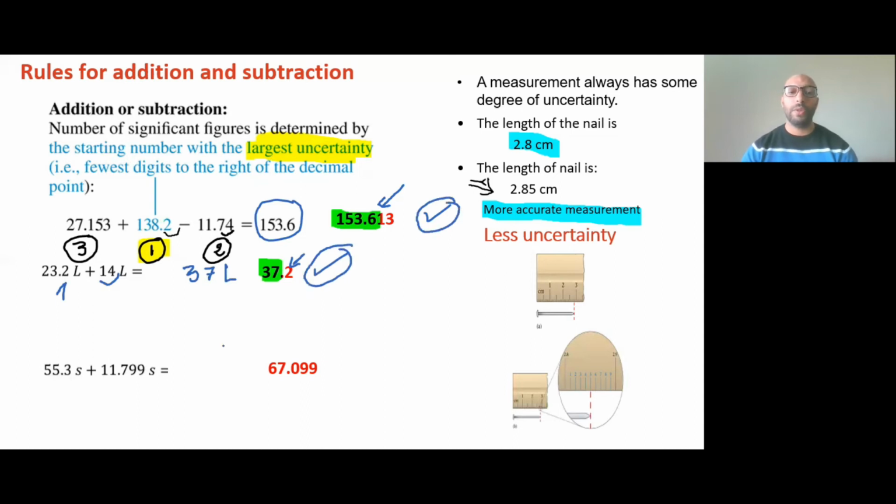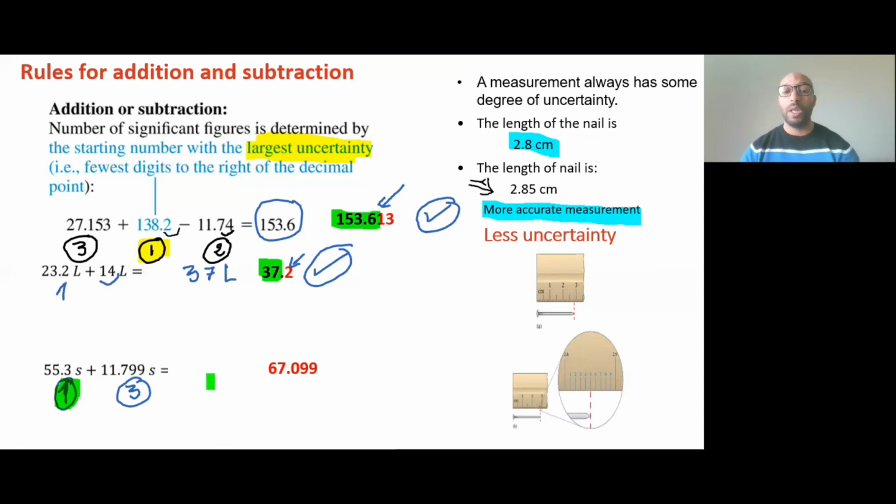The third example said 55.3 seconds plus 11.799 seconds. The unit, it's okay for both. So let's move. Here, how many digits to the right of the decimal point? Here we have just one digit. How many digits here to the right of the decimal point? We have 3 digits. So which one we will choose? Of course, with the highest uncertainty. That means 1 point to the right of the decimal point. One digit to the right of the decimal point.